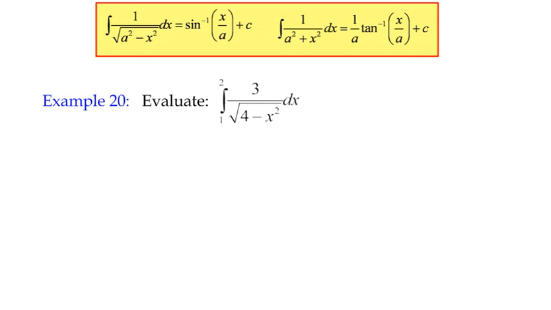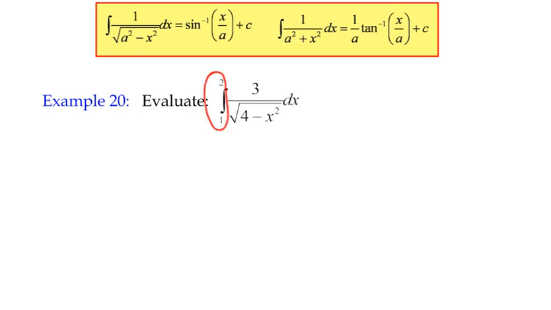So we're doing the integration topic. We're doing integrating inverse trig functions. This is example 20. We started at example 17. Make sure you've checked them out. I've got the standard integrals at the top of the screen, and this time we've got a definite integral.